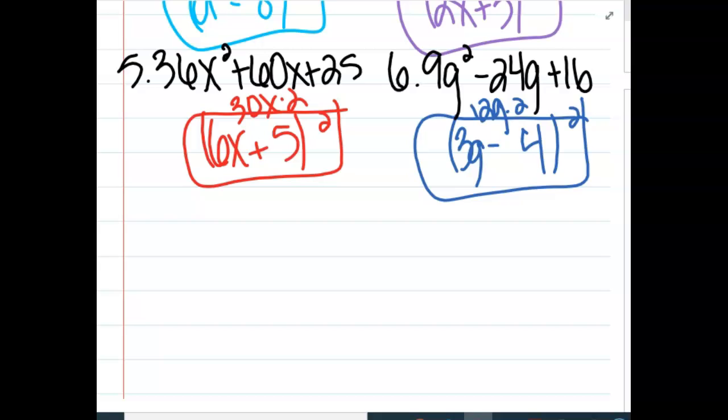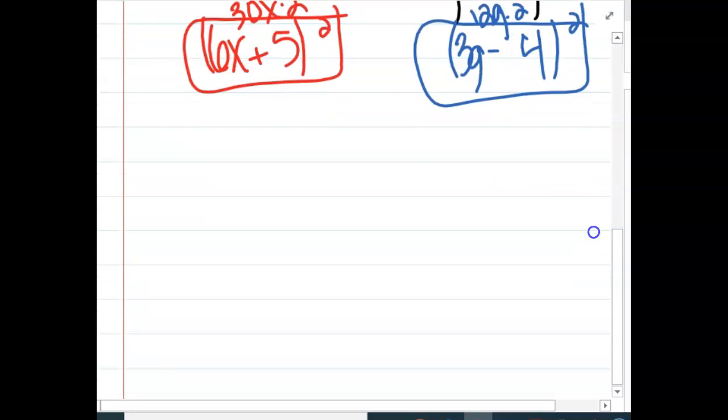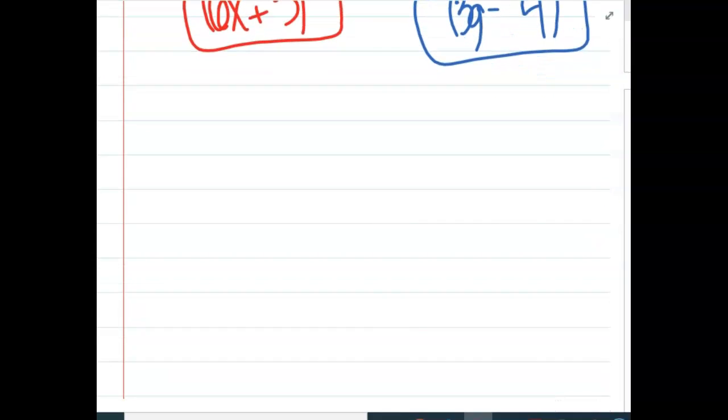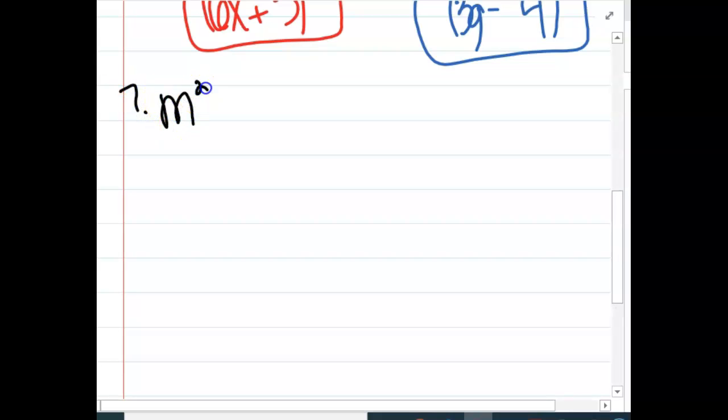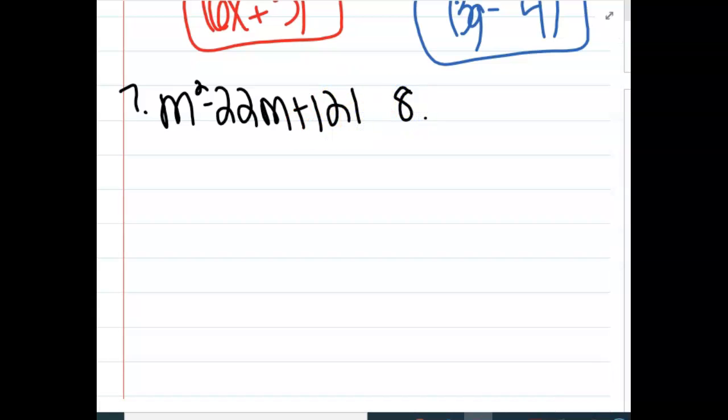Okay, I want you guys to try the last 2 on your own. Okay, number 7. M squared minus 22m plus 121. And number 8, 25y squared plus 10y plus 1.